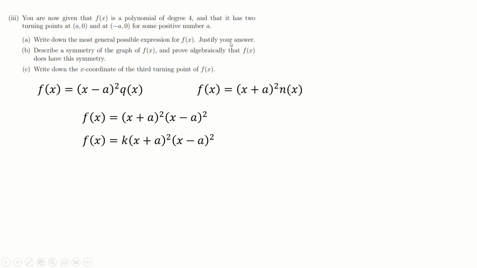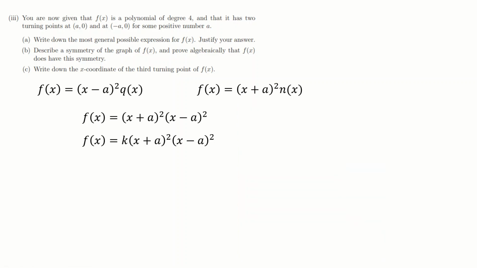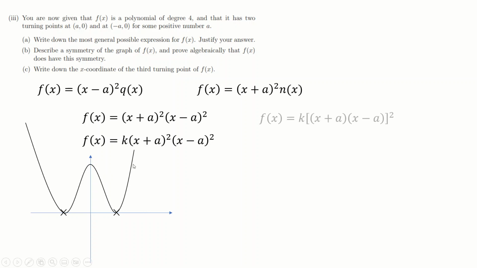I don't understand what "justify your answer" meant, so I just put a picture of this on the screen, and then, okay, sure. Describe the symmetry of the graph. Well, if we draw this, we have turning points at a and minus a, and it's a quartic, so it starts up here and turns up here. I think it must look like this, and I know it must look like this because I've drawn graphs like this all the time.